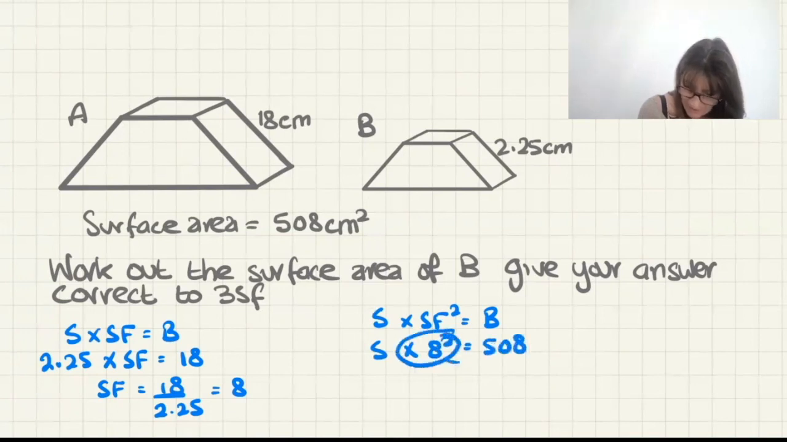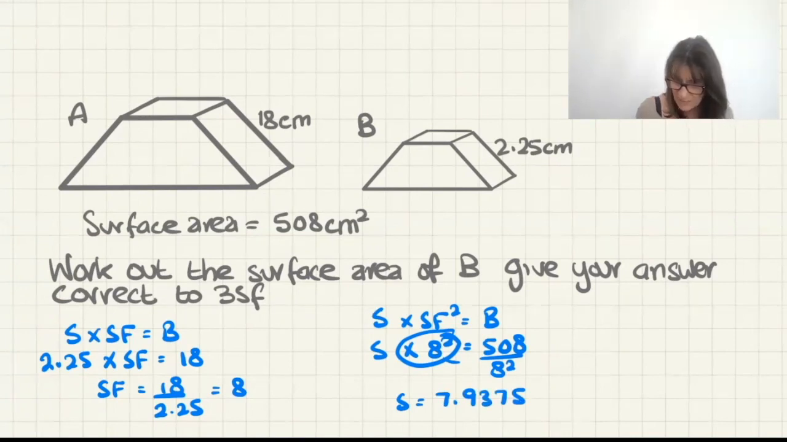So I'm going to divide through by my 8 squared, or my 64 if you've expanded that. That's going to give you 7.9375. 3 sig figs, that's when you just count the first 3 significant digits, which are those there. The 7 is going to get cut, and the 5, they're gone. But before they disappear, we've got to allow for the fact that that 7 is going to round that 3. So my final answer is 7.94 centimeters squared.